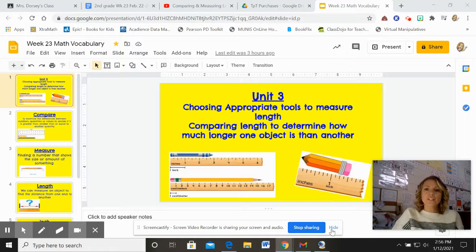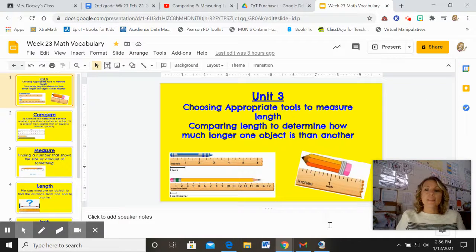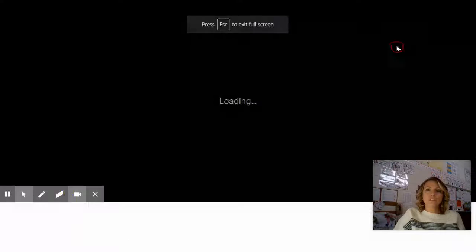Hey, second graders, it is Miss Dorsey, and this week we are going to be talking about choosing appropriate tools to measure, and we're also going to talk about how to compare the lengths, to tell which one's longer or shorter, or if they're the same. Last week you talked about how to measure. We'll review that a little bit, and then we're going to measure some things and compare their lengths. But before we get started, we're going to go over some vocabulary words. Okay, boys and girls?